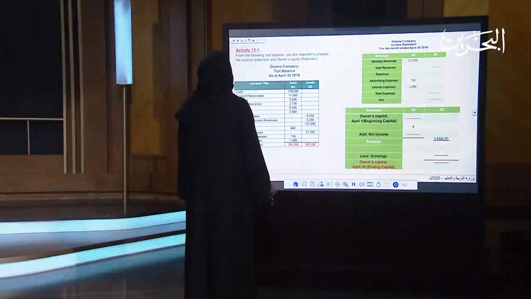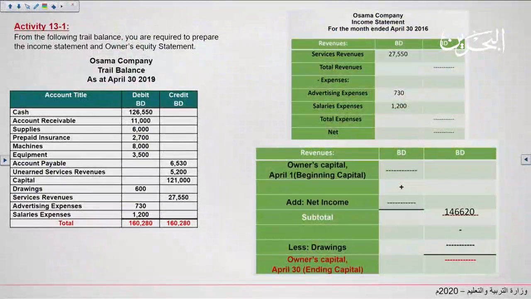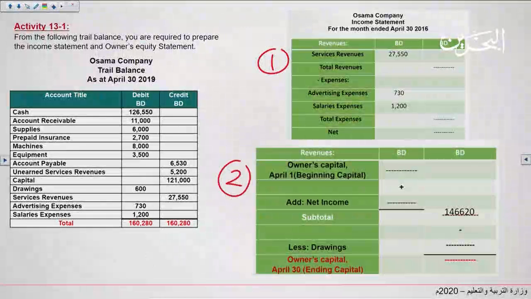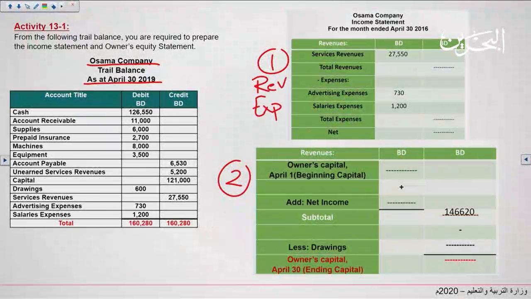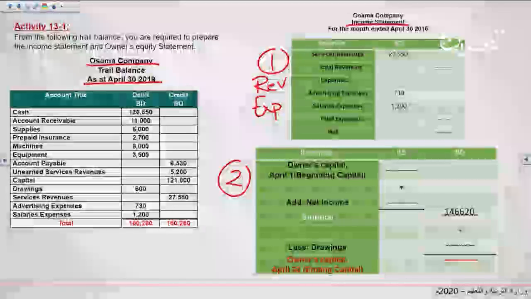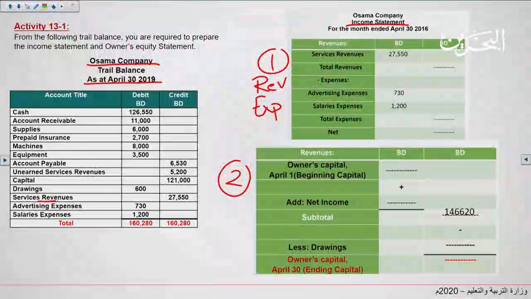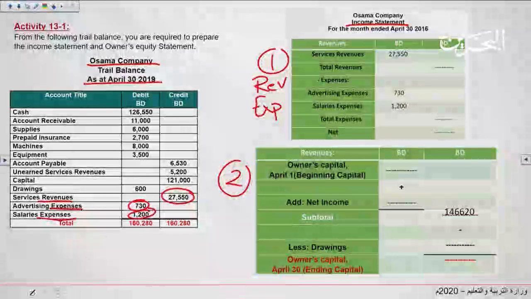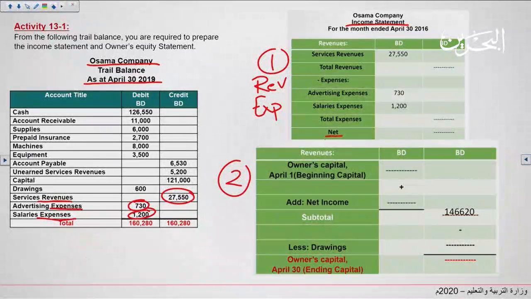Let's do this activity, number one. It is a trial balance. First, we have to do the income statement, and then we will do the statement of owner's equity together. We have here Osama Company, and this is the trial balance of Osama Company. It is prepared for the period of April 13th, 2019. Now, we have here the amounts. We have to select the revenue and the expenses in order to prepare the income statement. We will go back to the trial balance here, and we will search for the revenues and the expenses, and then we will take these amounts and put them in the income statement in order to get the final amount here.